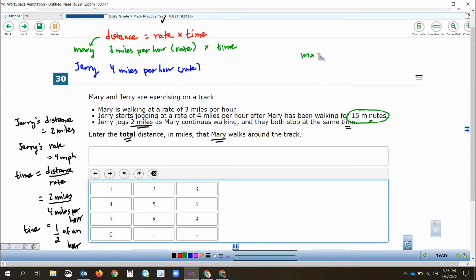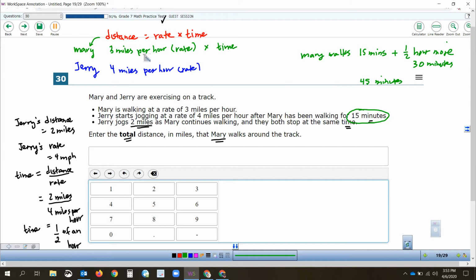So Mary walks 15 minutes, right? Then Jerry joins her. How long does Jerry go for? 1/2 an hour, right? 15 minutes plus 1/2 an hour more. So what was Mary's total time? 15 minutes plus 1/2 an hour. Well, 1/2 an hour is what? 30 minutes. So she went 45 minutes.